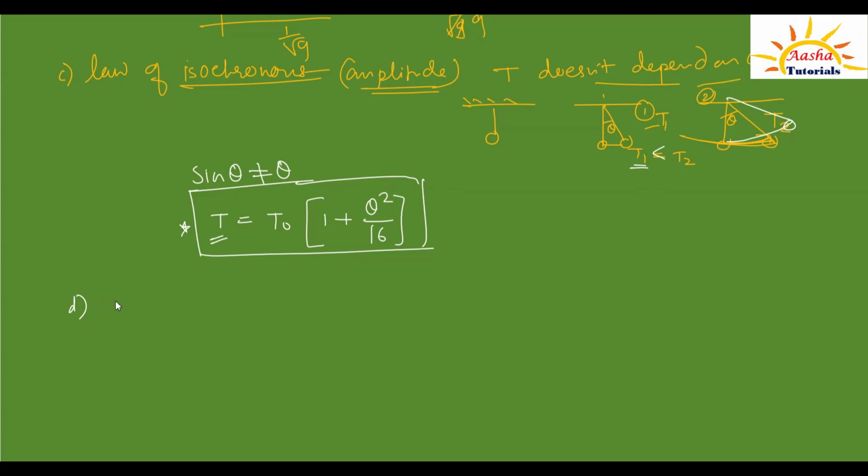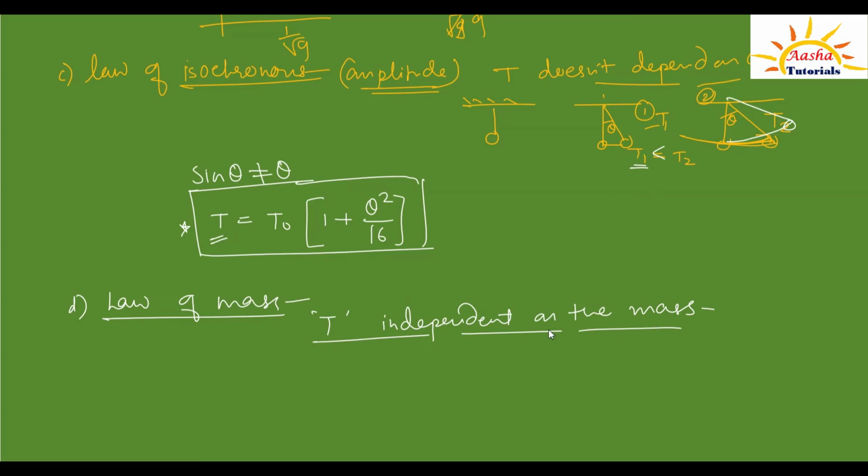Then there we have one more law, that is law of mass. ओके, आणि याच्यामध्ये आपण काय सांगतो, that period is independent, but it does not depend on the mass of the bob, on the mass of the bob. So this is again very important term or point you have to remember.